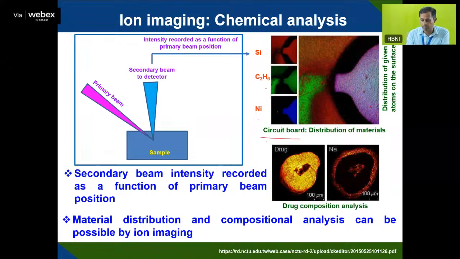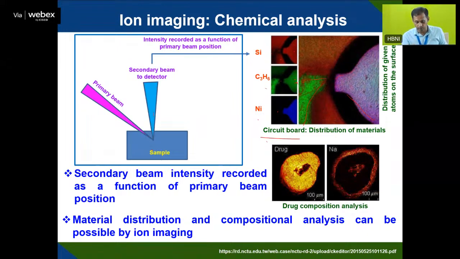This is a circuit board. You can see how the elements are distributed: silicon is present everywhere, shown here in green, and nickel and carbon are here. Because of the overlapping of red, green, and blue, we get a pink color. This is the zone where all three elements are present, but the other element, like carbon C3H6, is mainly present in the green area you are seeing. So depth profiling and imaging are both possible.